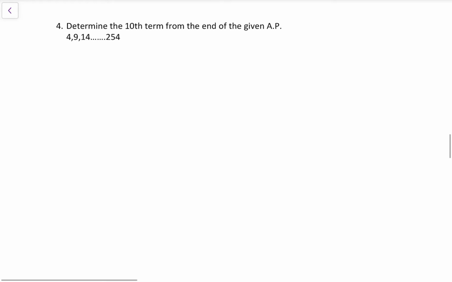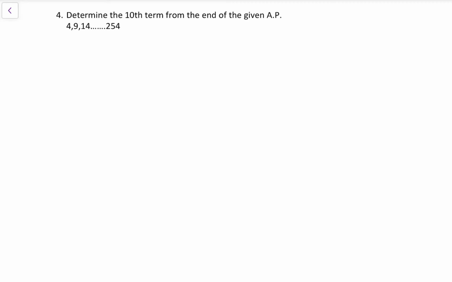Now let's see the next question. Determine the 10th term from the end of the given AP 4, 9, 14 to 254. So it is important to read this carefully. This time it's not asking from the beginning, it's asking from the other end, which means we have to count from this side, the 10th term. So one good way to solve this quickly is to reverse the arithmetic progression. So we can write 254 and then some numbers, then we can write 14, 9 and 4.